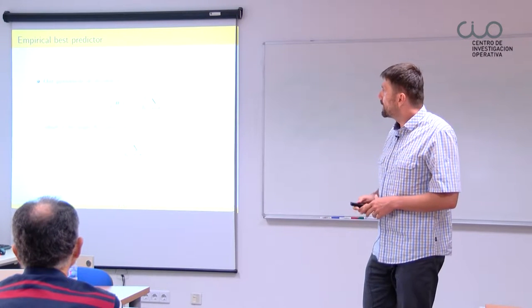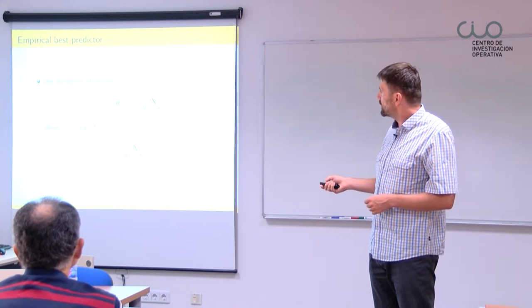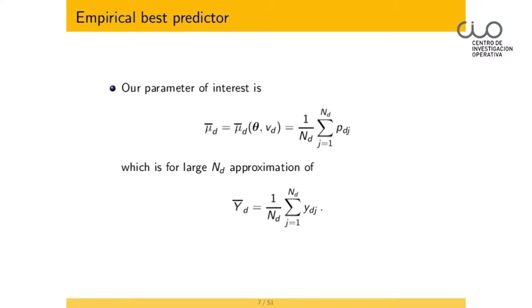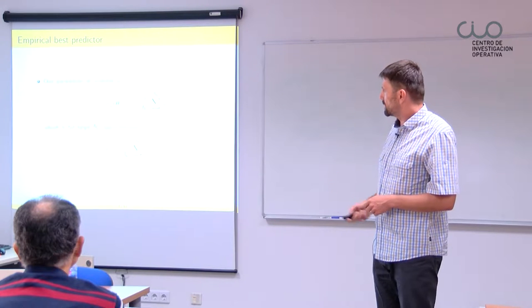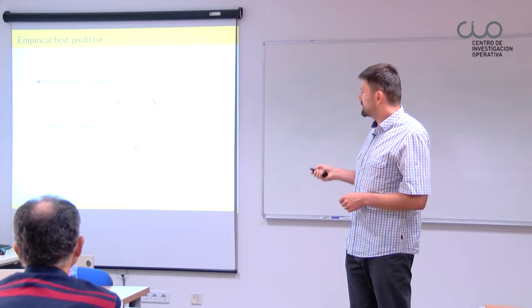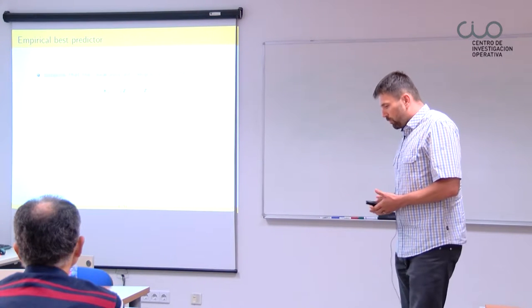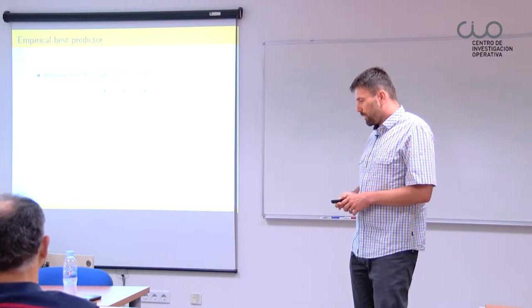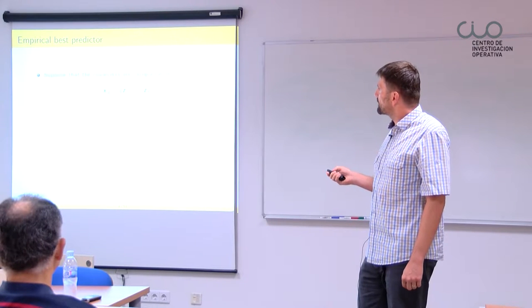So this is our model, and our parameter of interest, as I said, was the mean of the population. In this case, we will make it simpler and consider this parameter: the mean probability that the variable y takes value 1. In fact, from the law of large numbers, for large population sizes this value is already close to the expected value. Since we have some problems with continuous variables, I will explain this later in more detail. Let us suppose for now that our covariates are categorical.